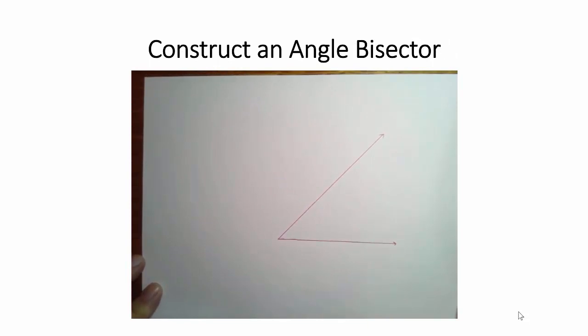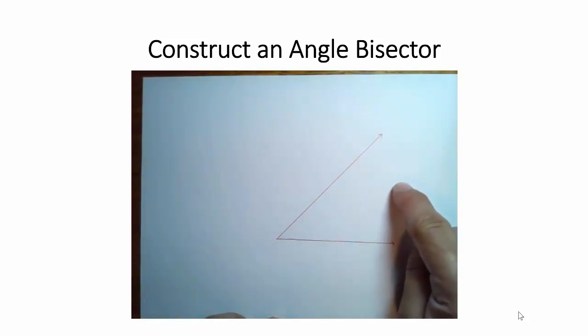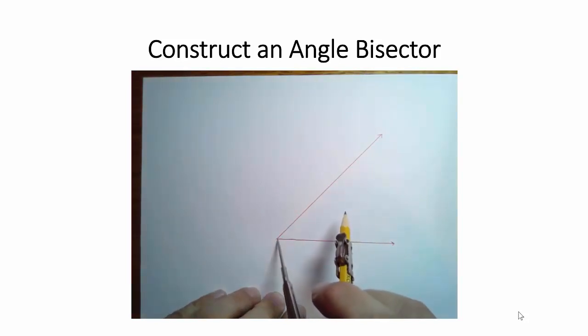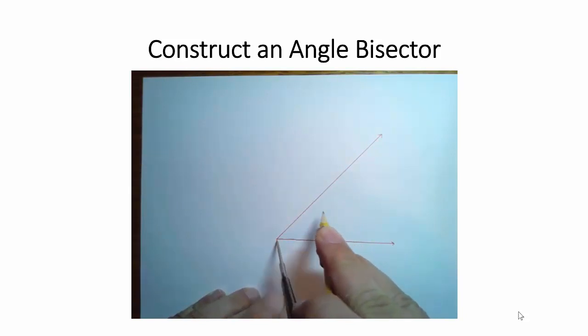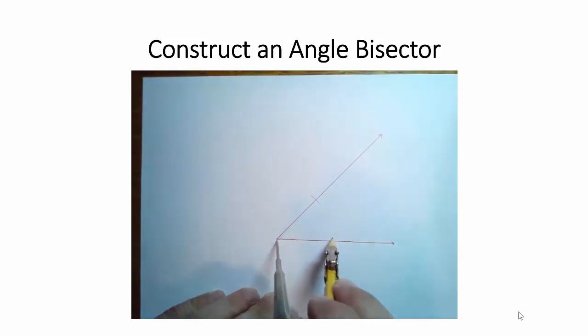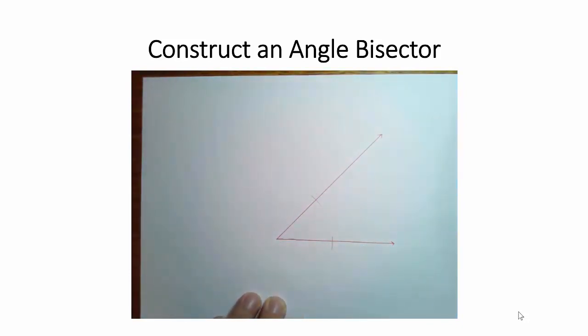And for this next construction, we have a given angle, and I want to construct an angle bisector. So I want to draw a ray that bisects this angle. So I'm going to start with drawing a circle centered at the vertex of this angle. And so I just need 2 marks here and here on both sides of the ray of the angle.